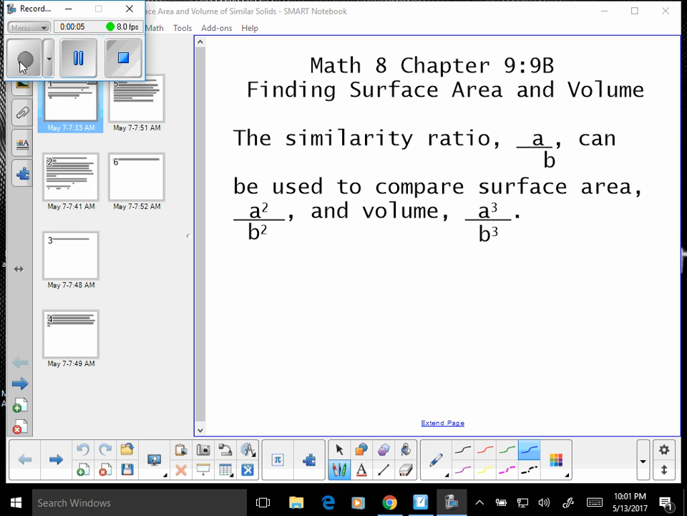Hello again, class. This is our last lesson in Chapter 9, Chapter 9.9b, finding surface area and volume. What we're going to be doing here is finding surface areas and volumes of similar solids. Remember that at the end of Lesson 9.9a, we had talked about the similarity ratio, A over B. We use that to compare surface area by taking A squared over B squared, and then we also use it for finding volume by taking A cubed over B cubed.